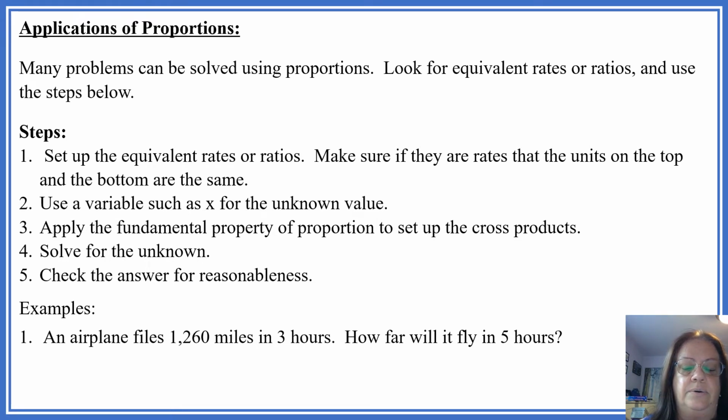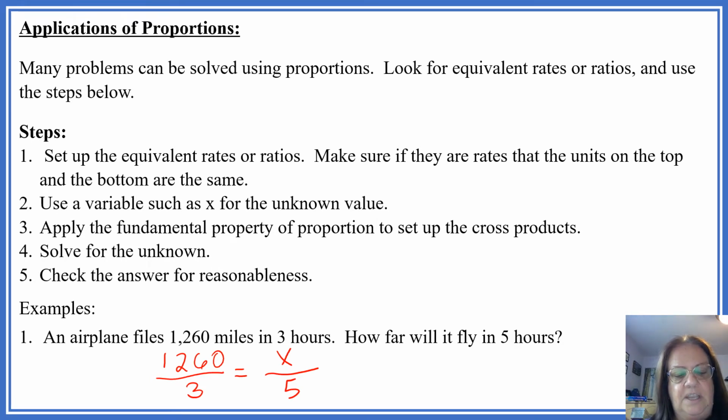So I have 1260 miles in 3 hours, x miles in 5 hours. These would be proportional ratios. Now I just do my cross products. We're going to do our cross products. So I have 3x equals 5 times 1260.